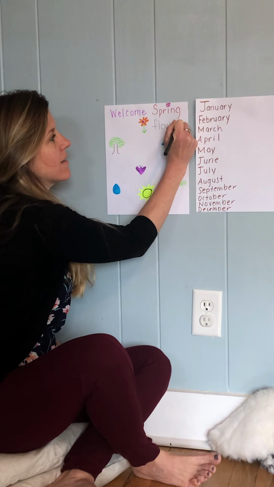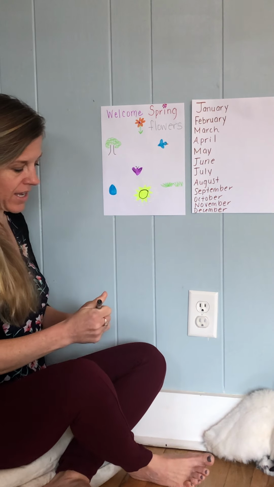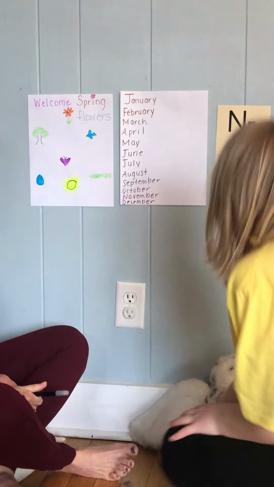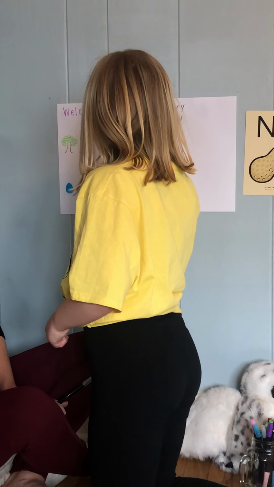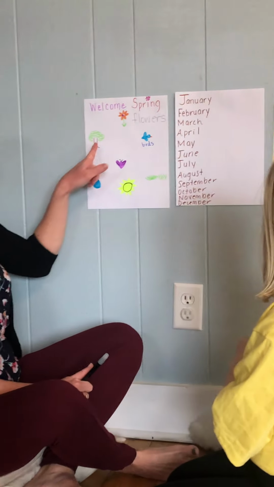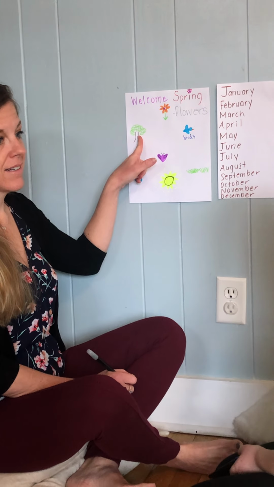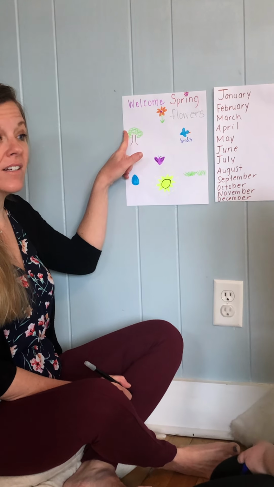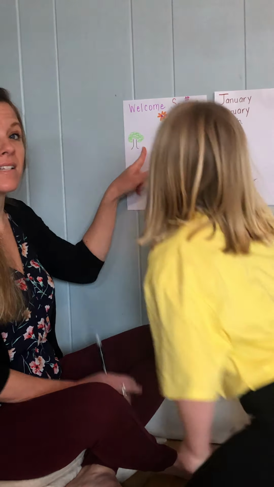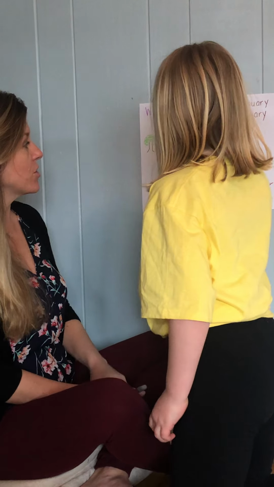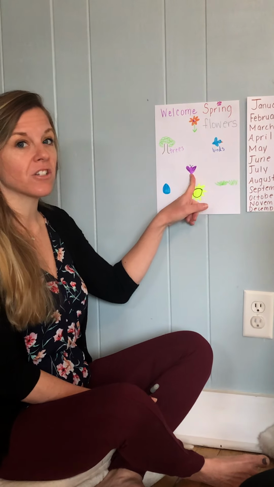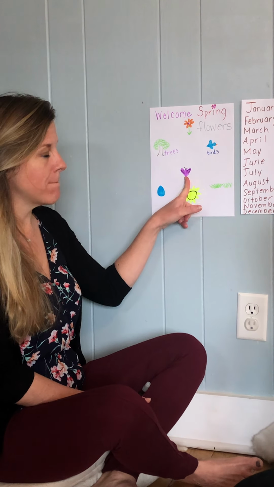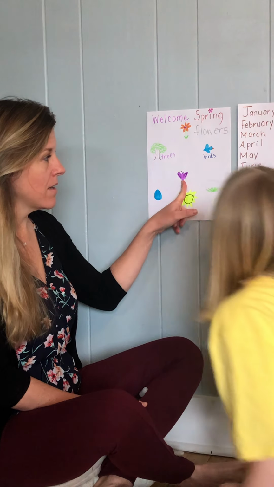Flowers. Paige, what other things might we see in spring? Birds. So b, starting with a B. Awesome. And what else might we see? Trees. Trees that will start to turn a little bit green. So just going to start with a T for tree. Good job. And Paige drew a picture here of a butterfly. Butterfly.